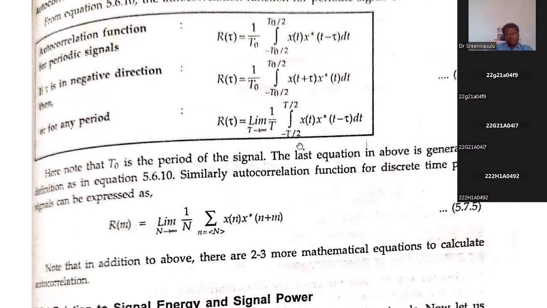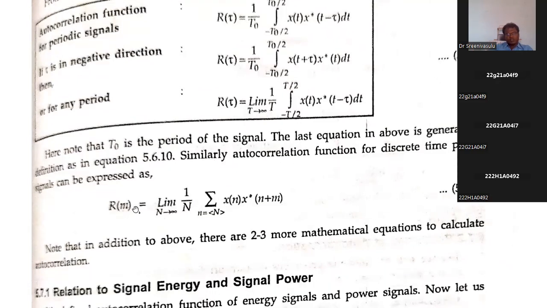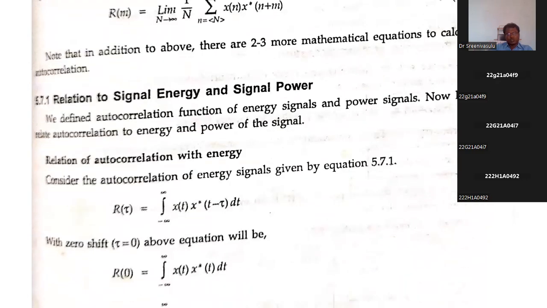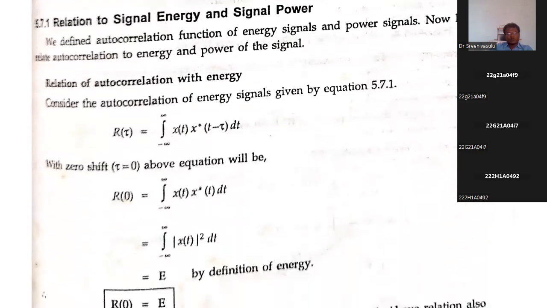Now it is for continuous time. Again, if you want to write for discrete time, instead of integration we can write summation with some fundamental period for autocorrelation. If you know the cross correlation formula, autocorrelation is simple because it is the same signal. Now write down the next one, relation to signal energy and signal power. How can you calculate the energy of the signal? How can you calculate the power of the signal?